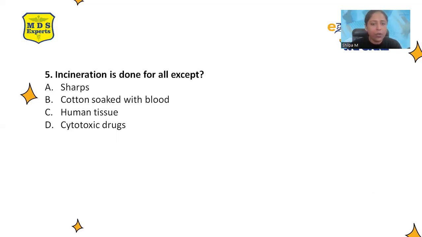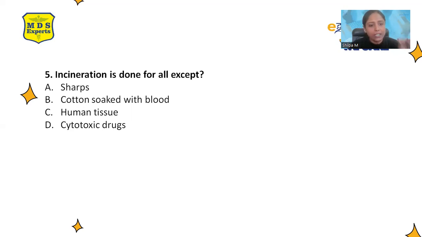Incineration is done for all except. So choice A, is it sharps? Or choice B, cotton soaked with blood? Is it choice C, human tissue? Or is it choice D, cytotoxic drugs? So choice B, cotton soaked with blood, is a category 6 waste under biomedical waste. So the chapter here is biomedical waste or hospital waste management.